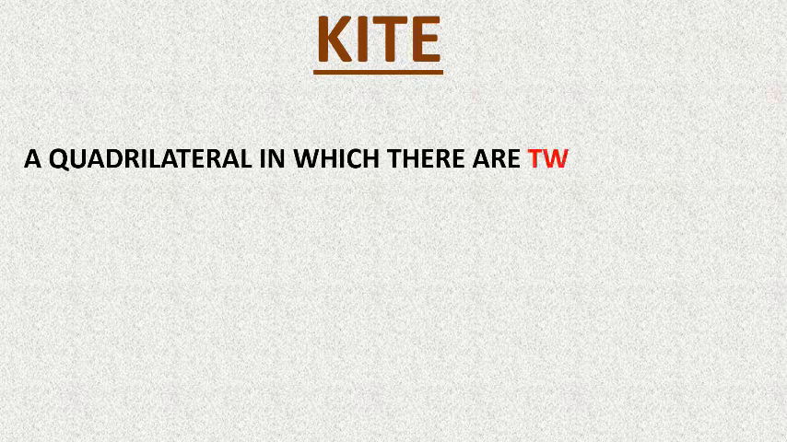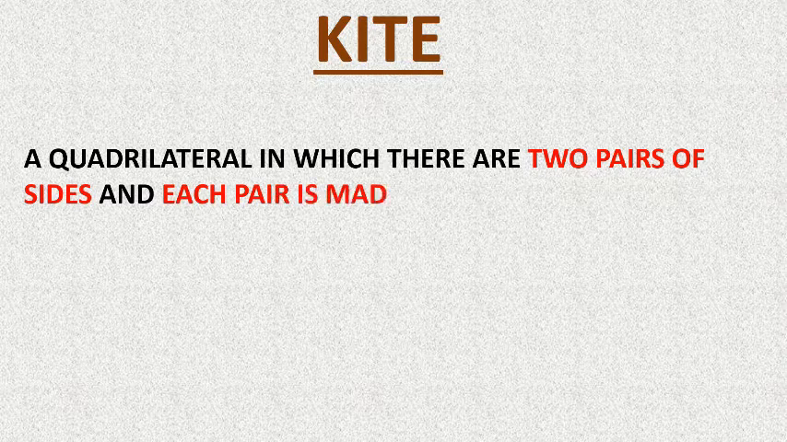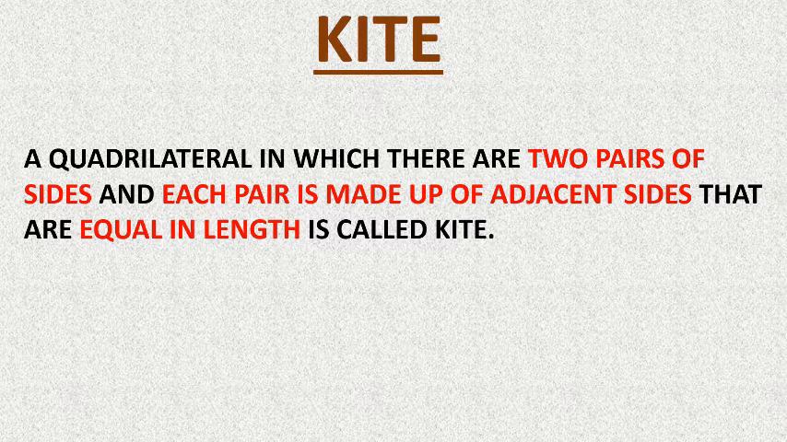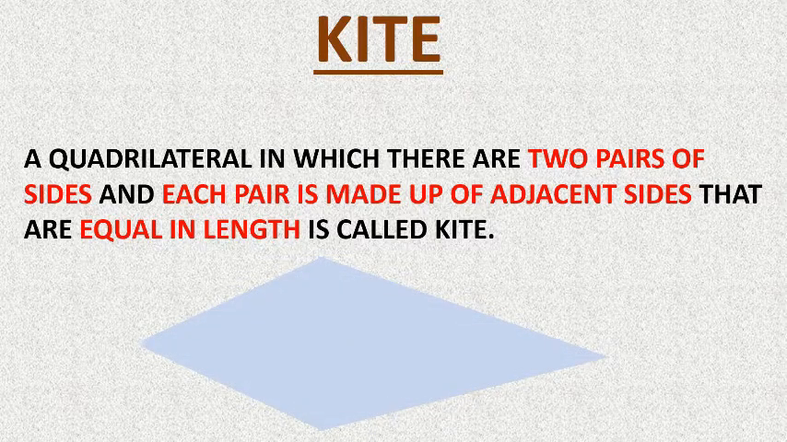Now we have the last quadrilateral, that is kite. A quadrilateral in which there are two pairs of sides and each pair is made up of adjacent sides that are equal in length is called the kite. Let's understand this with the figure. This is a kite in which these sides are equal. Means if this is of 2 centimeter, then that one is also of 2 centimeter. If this one is of 1 centimeter, then this one is also of 1 centimeter. Right? Let's understand this more.